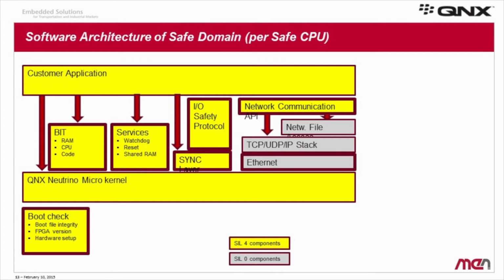The software architecture is, in sum, really easy at customer level, because the main basis is a safe operating system. It's built with QNX. It's also qualified up to SIL 4, so the highest level. There are some services to trigger, for example, a watchdog to build such a safe system, and the customer only has to provide his safe application to control the train.